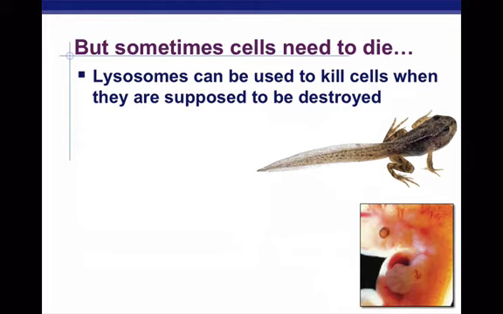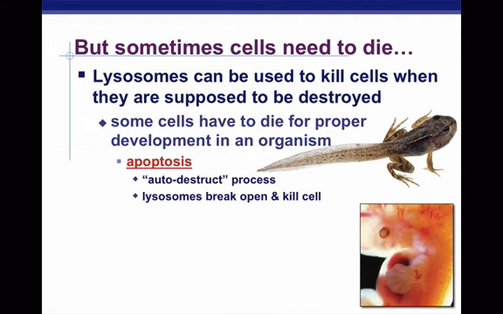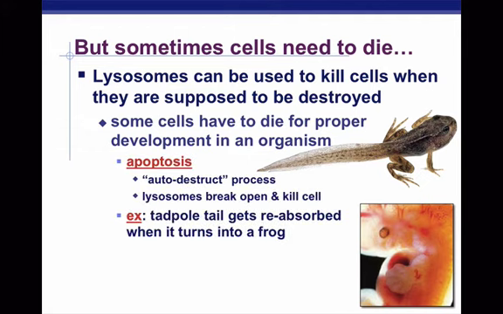Lysosomes can be used to kill cells when they're supposed to be destroyed. Believe it or not, we use lysosomes for proper development. Over here on the right-hand side is a little juvenile frog, and it still has its little tadpole tail. And we know that frogs don't have tails. And so what happens to it, the lysosomes will bust open and kill the cells, and it's called apoptosis, which is one of my favorite words. I think it's a super cool word.